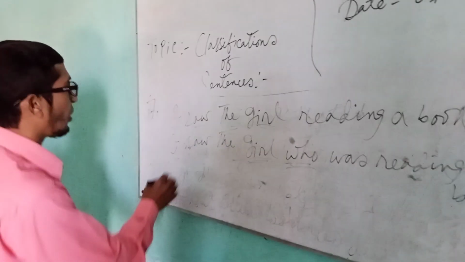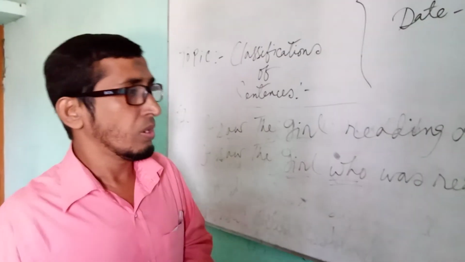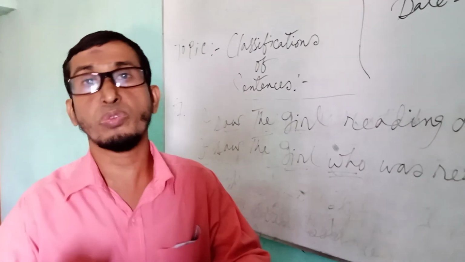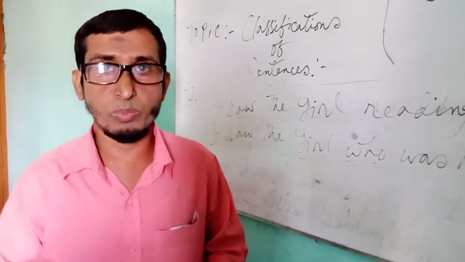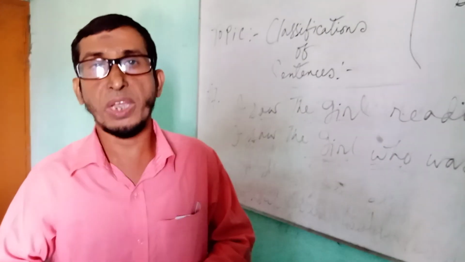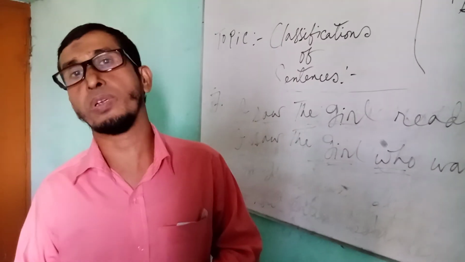For example, "I saw the bird flying in the sky." Complex: "I saw the bird which was flying in the sky." Similarly, giving more examples: "I saw the boy playing football in the field." Complex: "I saw the boy who was playing football in the field."